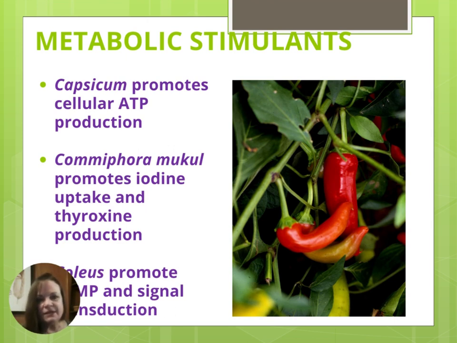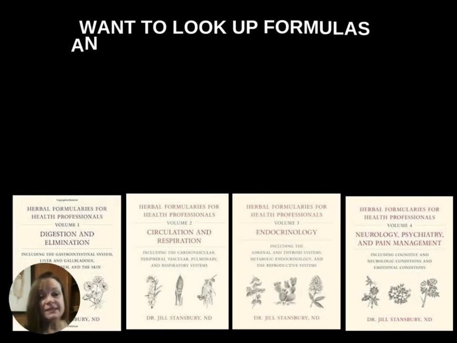Metabolic stimulants that improve our metabolic rate include ATP production or improve signal transduction at the cellular level. Cayenne pepper is featured here, and guggul, that's Commiphora mukul, is known to improve iodine uptake and promote thyroid activity. Or coleus promotes cyclic AMP and improves cellular responses.